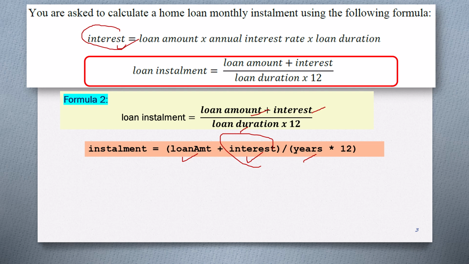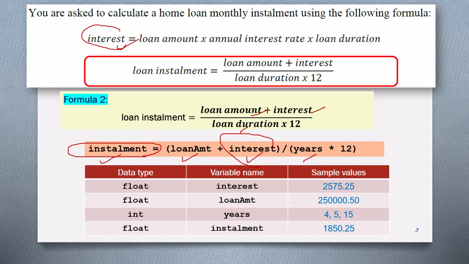Next, the value is stored into the installment variable. So there is one new variable, which is installment. You need to declare the installment variable here. An example value might be like 1850.25. So again, this is of type float.